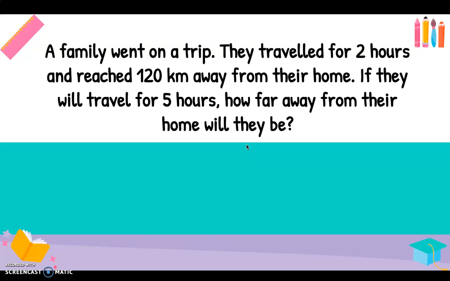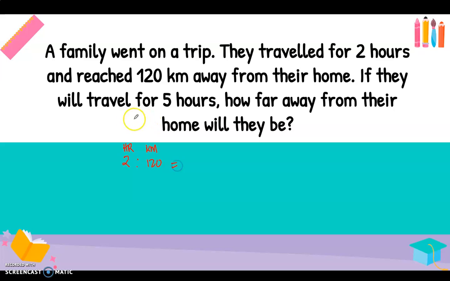So if you traveled for 2 hours, it reaches 120 kilometers. So if you travel for 5 hours, of course, it will reach farther than 120 kilometers. Then that's an example of direct proportion. But how are we going to know how far did the family travel? So using the direct proportion, all you have to do is to write it in column form. We have 2 hours, this is for the hour, is to 120 kilometers, this is the distance covered.